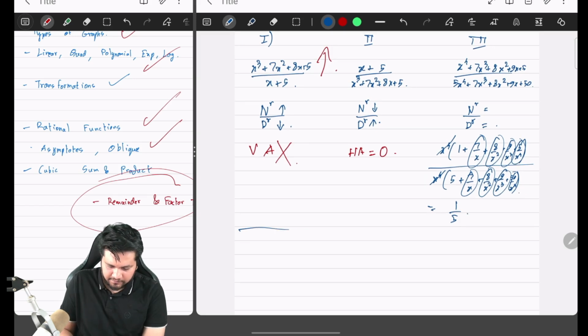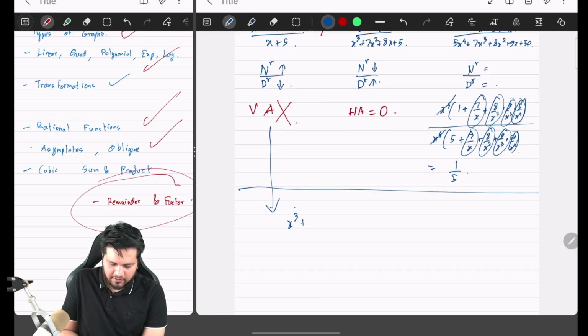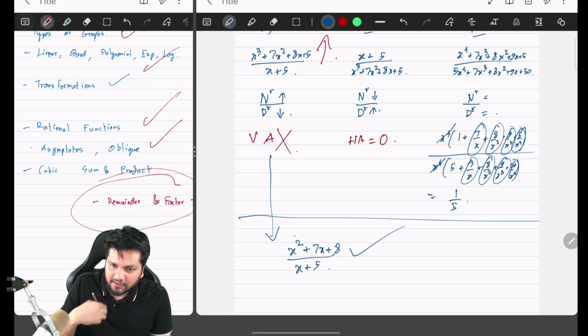That's going to be your horizontal asymptote. And then there is one special case of this first condition, when it comes to something like this: x square plus 7x plus 8 upon x plus 5. You will say that there is no vertical asymptote, which is correct for this part, but there is another asymptote which can be there, which is nothing but your oblique asymptote. Like the name suggests, it is going to be oblique.